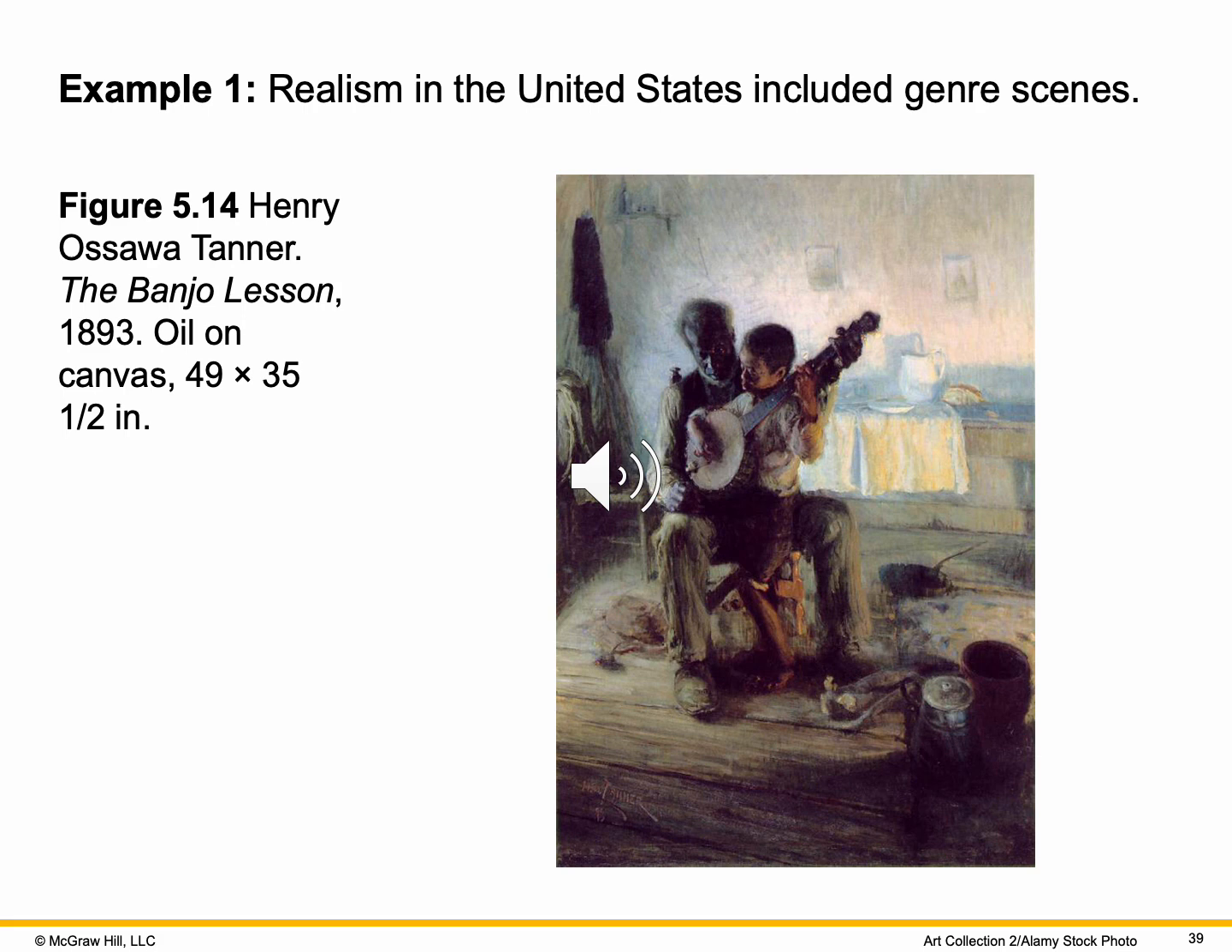Realist artists in the United States included Thomas Eakins, who studied in Paris and toured Europe. Working in Philadelphia, he dedicated himself to painting American lives and to teaching students, including Henry Oswald Tanner, whose banjo lesson is illustrated in Chapter 5.